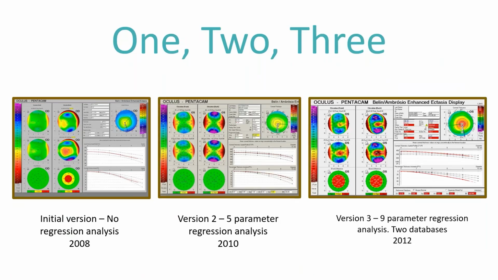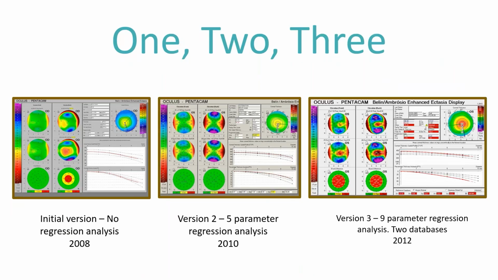Version 2 was released in 2010, and that was the first version that actually, I guess nowadays you would say, used artificial intelligence. It used 5 parameters in the regression analysis to give you an overall reading. Those 5 parameters are actually on the bottom, and they were the anterior elevation, posterior elevation, pachymetric progression, displacement of the thinnest point, and the actual thinnest point. Each of those were used in a regression analysis. Each parameter was weighted differently. That's what you do with the regression analysis. And then you got an overall reading.